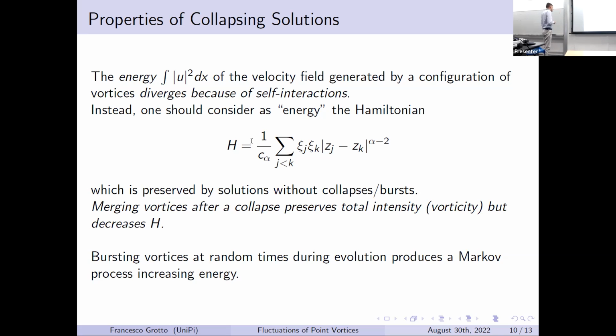Another thing you can do is to randomize times of splitting. You let the point vortex evolution run, and at some random point you split one of the vortices, because you're always allowed to do so because of the theorem. This produces a Markov process whose trajectories solve this PDE in a weak sense, and bursting vortices will increase energy instead of decreasing it.